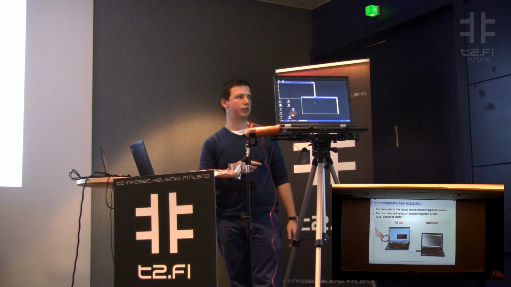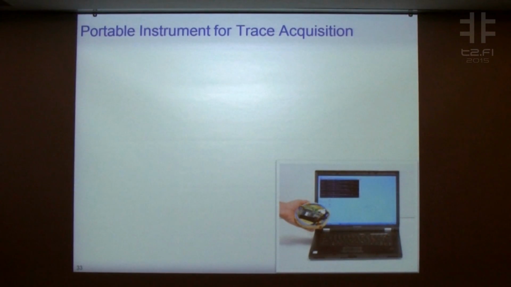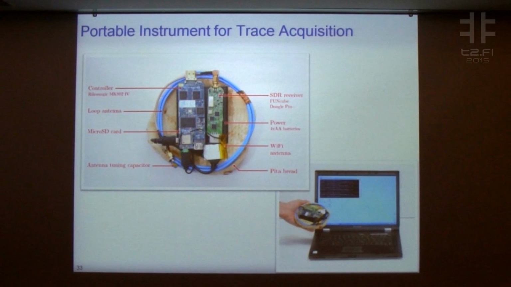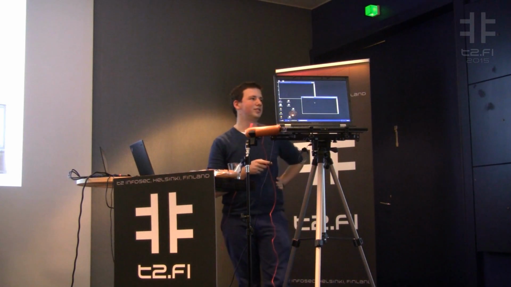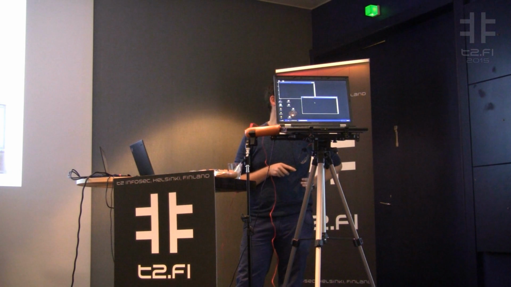But it doesn't have to be this way. We can build this small device, which we call the portable instrument for trace acquisition. It consists of, once again, this antenna and this digital TV tuner, which is controlled by this small Android computer. And then this Android computer records the signals and transmits them back home using Wi-Fi. So this device is pretty small and costs around $300. All the equipment can be easily purchased on eBay.